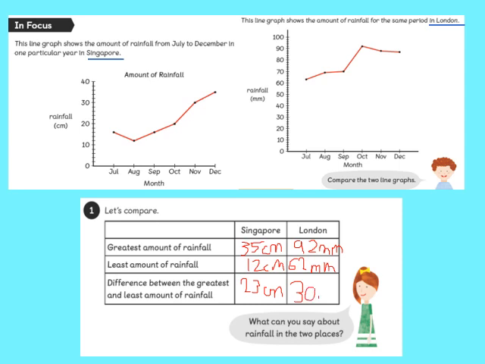So you can see we can get quite a lot of information from the line graphs. And in fact, we have a question down here of what can you say about rainfall in the two places? There's quite a few things that we could say. We could say that in Singapore from August to December, the amount of rainfall increased, that is, it got bigger. And for London, we could say that between July and October, the amount of rainfall increased, but then it decreased slightly going towards December.